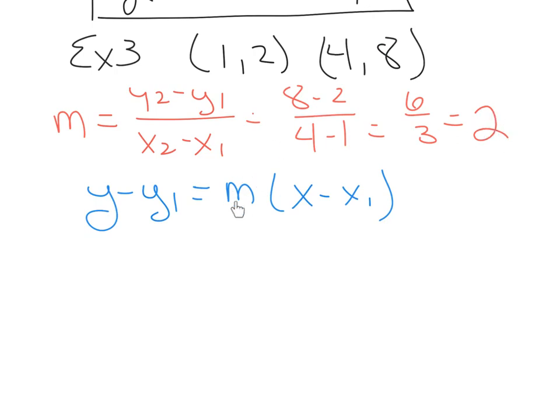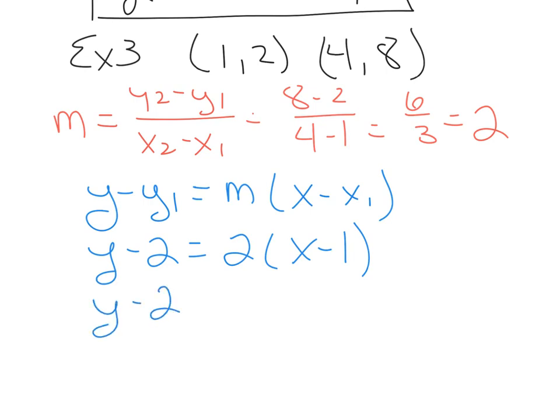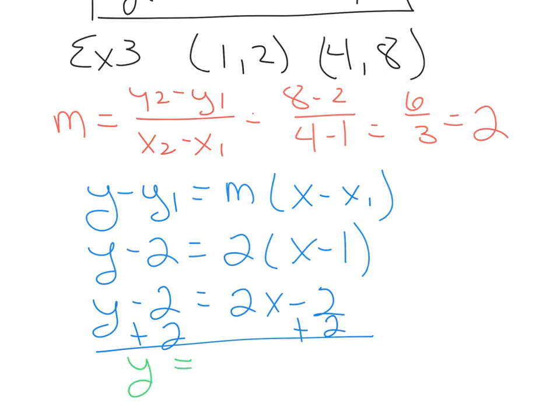This is the slope, so this is going to be m, and I'm going to use the point 1, 2 for x1 and y1. 1 will be x1, 2 will be y1. So when I get that substituted in, I end up with y minus 2 equals 2 times x minus 1. Distribute, and we have y minus 2 equals 2x minus 2. Add this 2 to isolate the y, and we end up with y equals 2x, because those cancel.